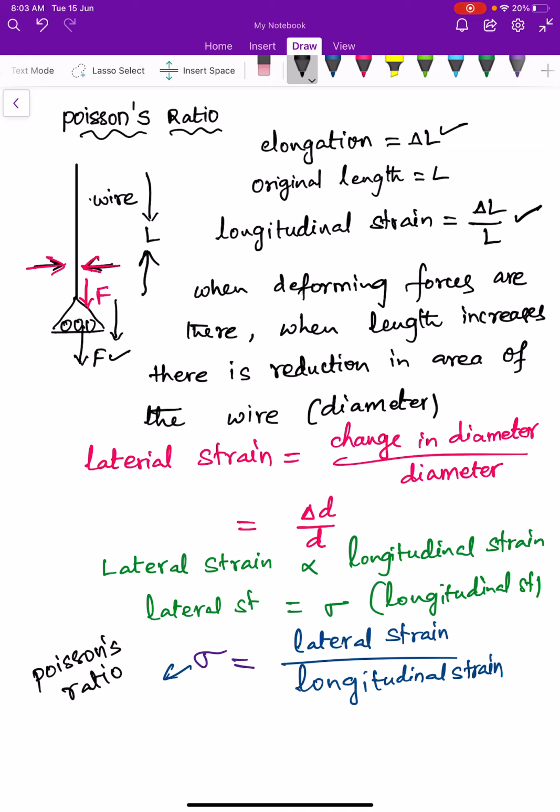How do we define Poisson's ratio? Poisson's ratio is equal to the ratio of lateral strain to longitudinal strain. Poisson's ratio sigma has no units and no dimensional formula. No dimensions. Okay, this is all about Poisson's ratio.